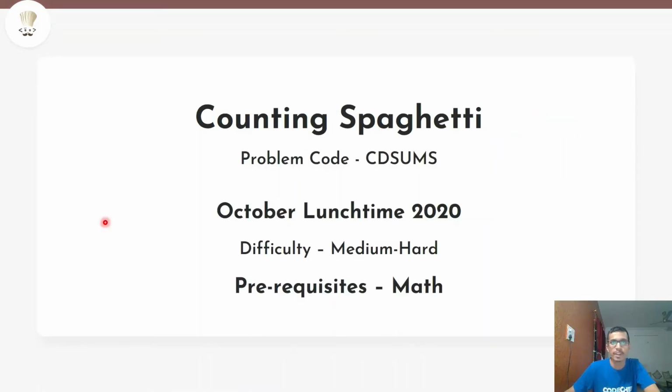The problem that we are going to discuss today is counting spaghetti. It appeared in October Lunchtime and has a difficulty level of medium hard. The prerequisites for this problem are math.